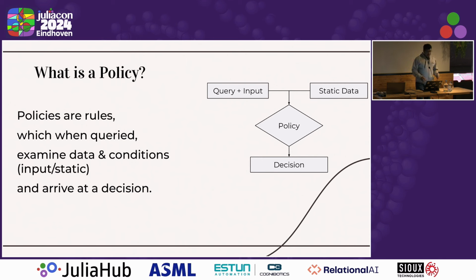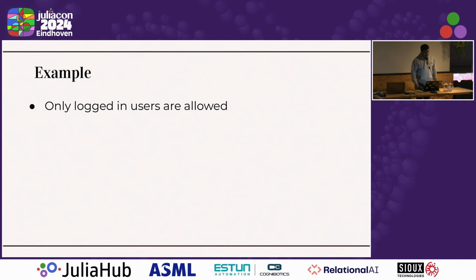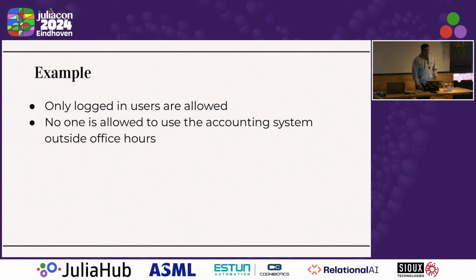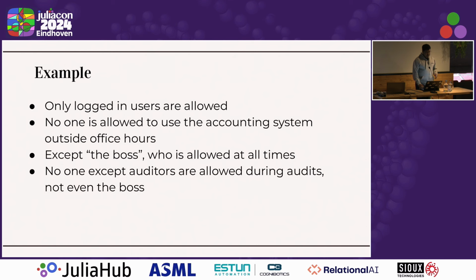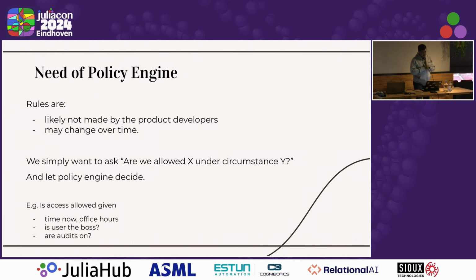To give an example, let's assume we have an accounting system where users can log in, but only logged in users are allowed. Since it is sensitive, it's not going to allow anyone outside office hours, except the boss, who is allowed at all times. But when an audit is going on, only the auditors can access. So you see how the rules build up in complexity, and they may also change over time. New rules may get added, old rules may get changed or removed. So it's a bunch of things, right?